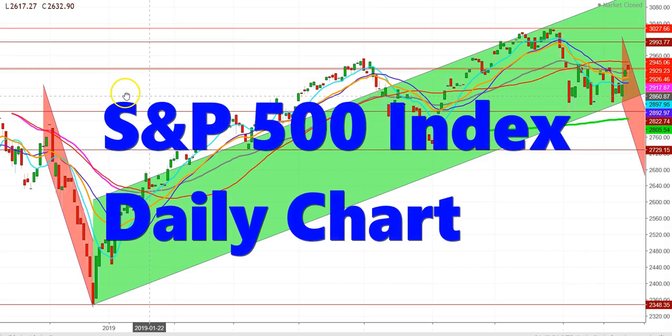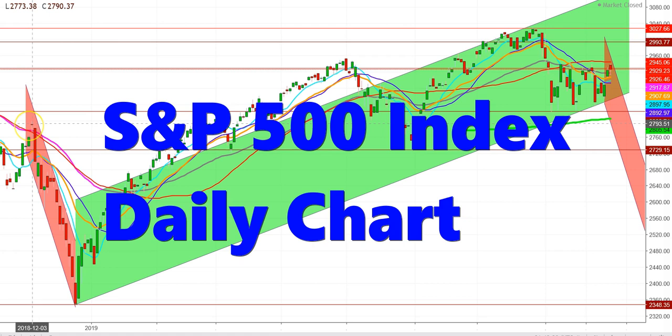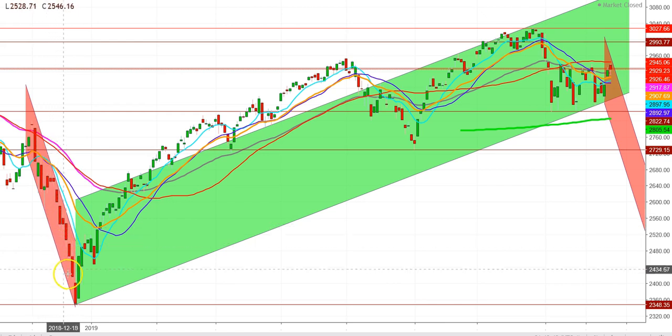Friends, now let us have a look at the movement of the S&P 500 index in a daily time frame. Here you can see that when the S&P 500 index started to move downward in this steep sliding zone in December 2018, when the tariff trade war started between China and the US, the S&P 500 index started to move downward from the levels of 2799. S&P 500 index moved downward amid this steep sliding zone up to the levels of 2342 on December 24, 2018.